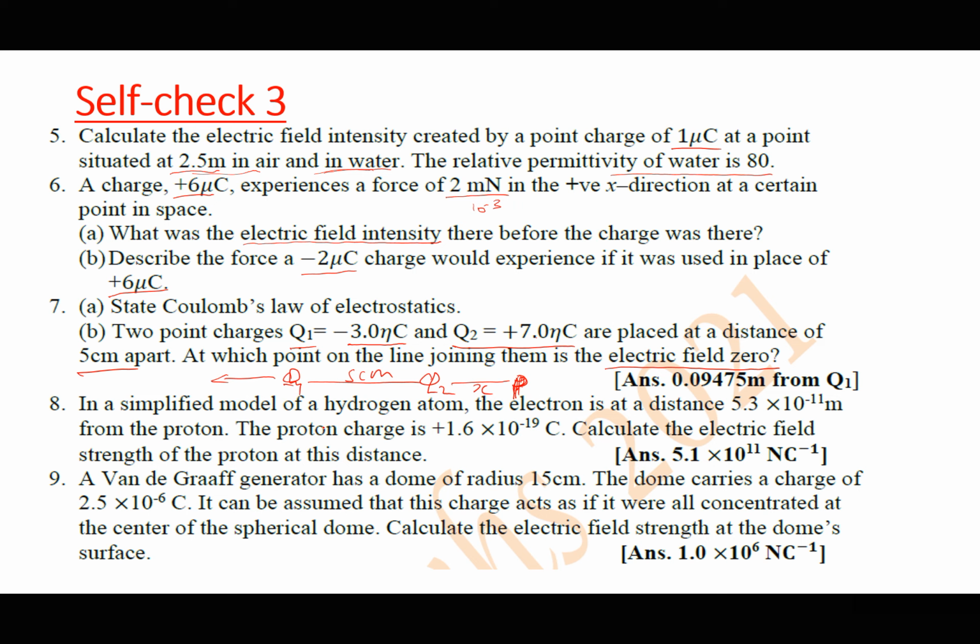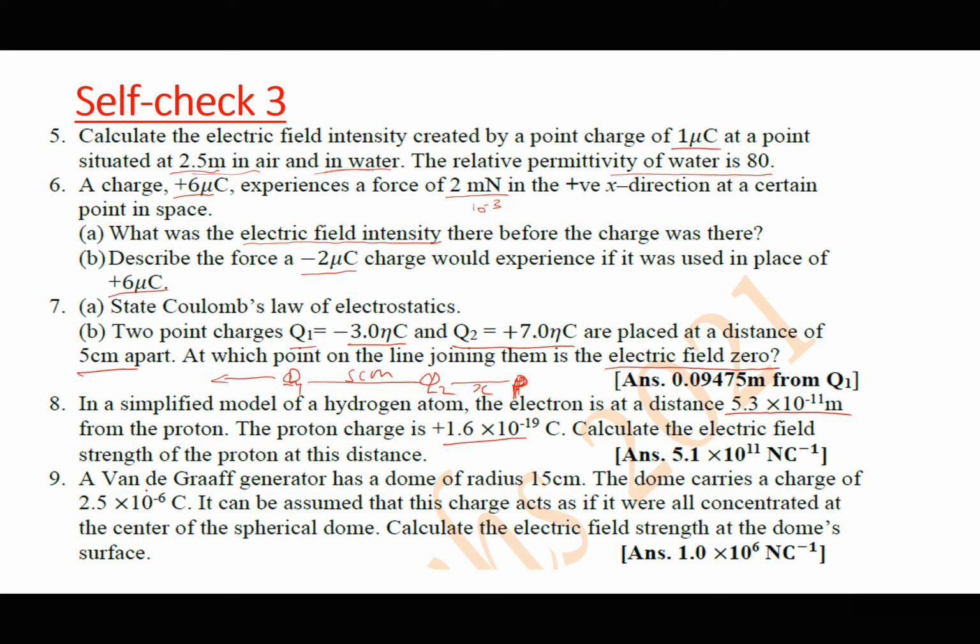In a simplified model of a hydrogen atom, the electron is at a distance of 5.3 times 10 power negative 11 meters from the proton. The proton charge is that. Calculate the electric field strength of the proton at this distance. We know the charge of the proton is the same as the charge of the electron. So E is going to be K Q over R squared, if we assume they are in a vacuum.